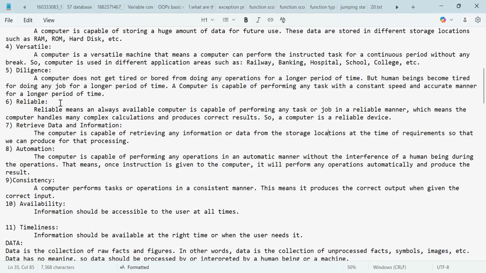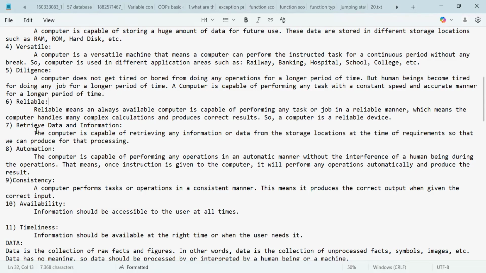The next one is reliability. Reliable means it is always available. A computer is capable of performing any task or job in a reliable manner, which means the computer handles many complex calculations and produces correct results. So computer is a reliable device. It is capable of any type of task or job, so that is the reliable manner.